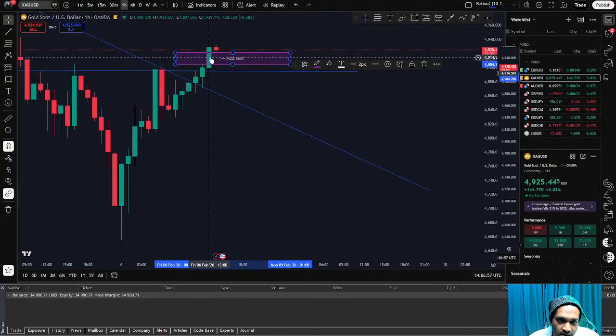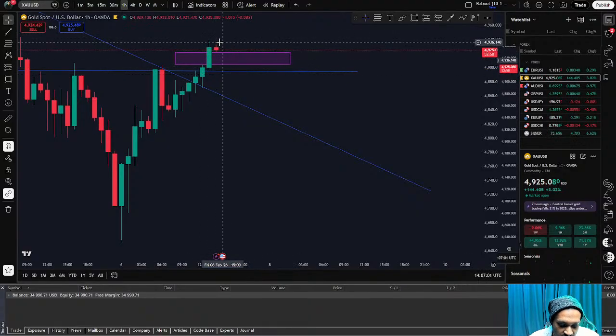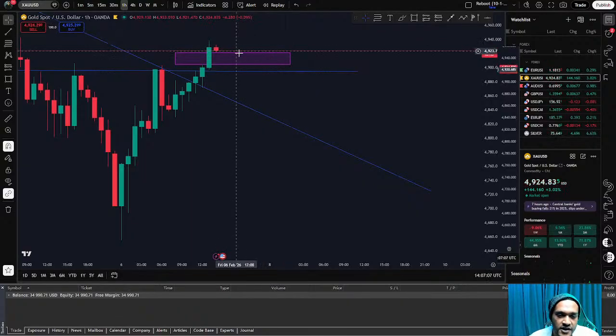price will definitely come back to fill this fair value gap. This is what we call a fair value gap. Fair value gap is between these three candlesticks. Yeah, between these three candlesticks.